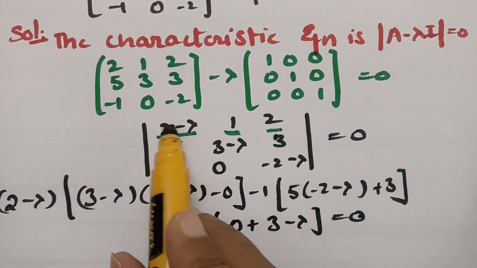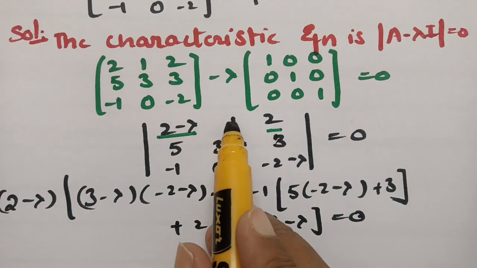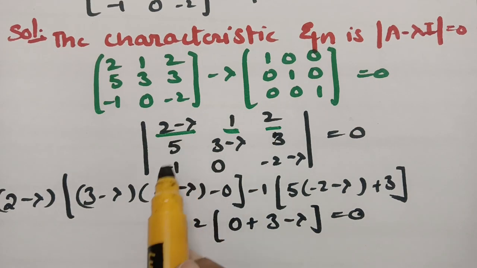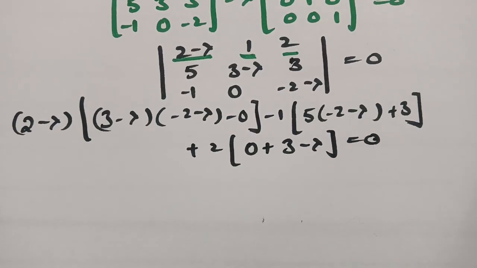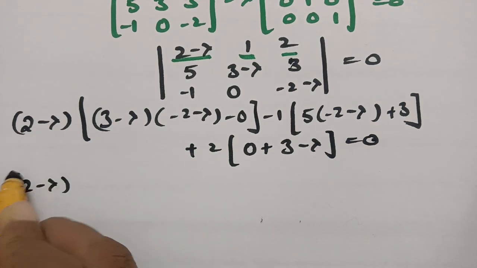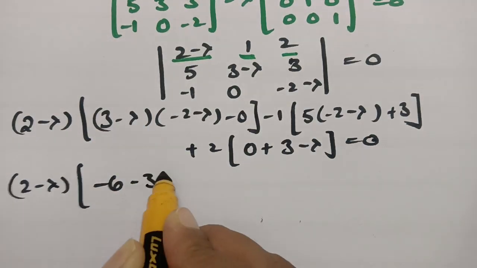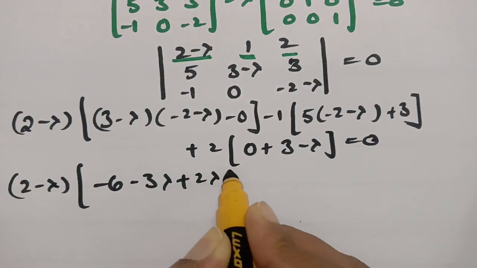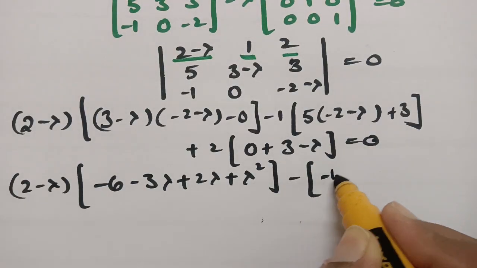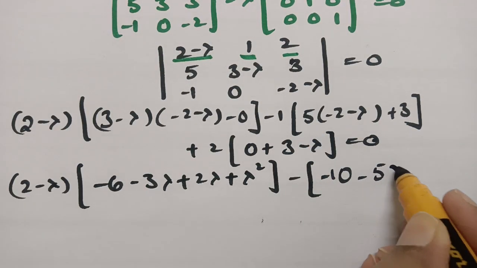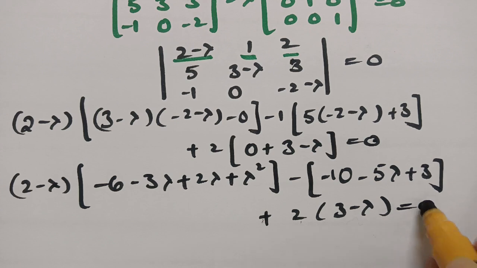Clear? See here, 2 - λ, we close the row and column, and multiply AD - BC. And next one, -1 times of, you close row and column, so we multiply these two, and plus 2 times of, so we multiply these two. If I keep on multiplying, this will be (2 - λ) times of. If I multiply these two, this will be -6 - 3λ + 2λ + λ². Clear? This is minus times of. If I multiply, this will be -10 - 5λ + 3. Clear? And this is 2 times of (3 - λ) = 0.